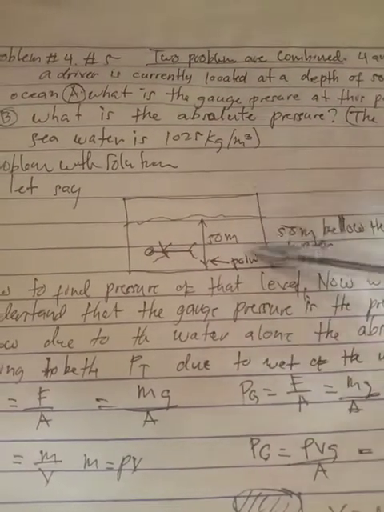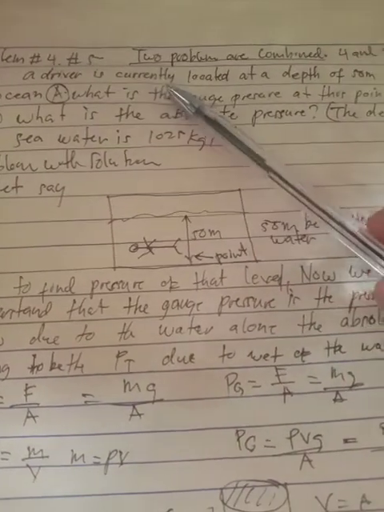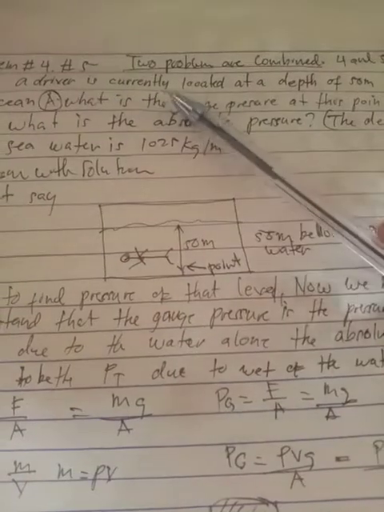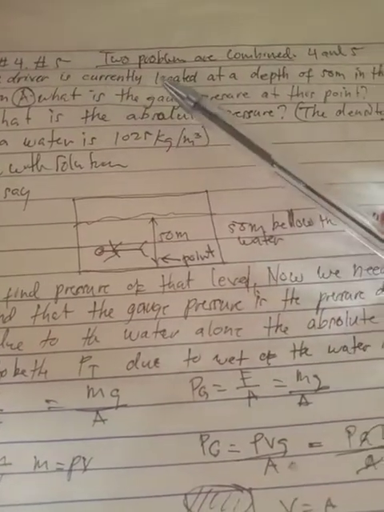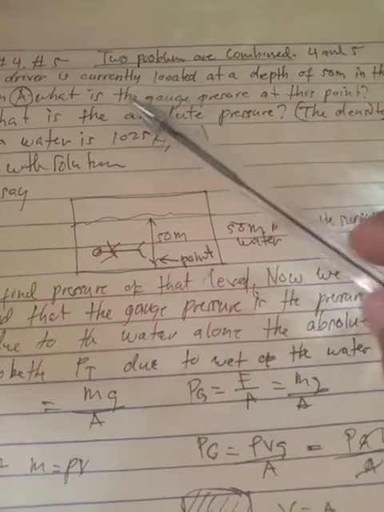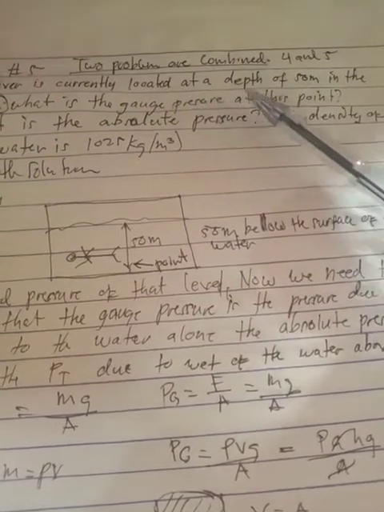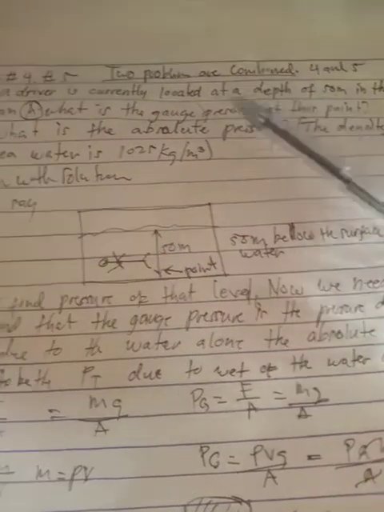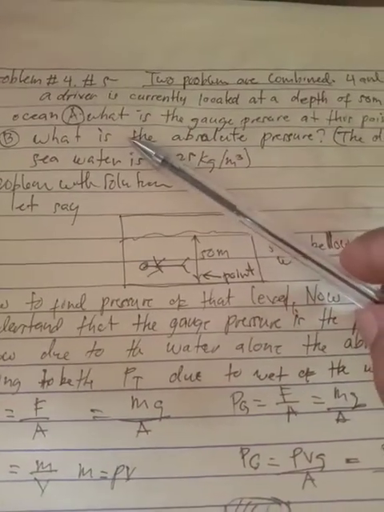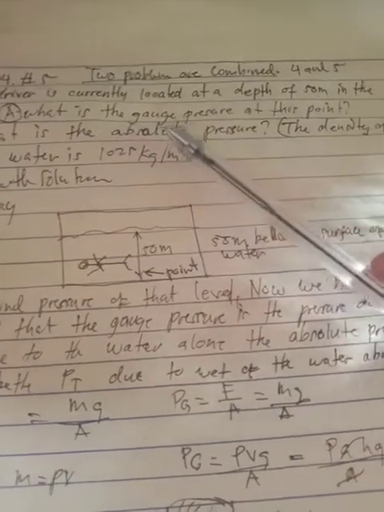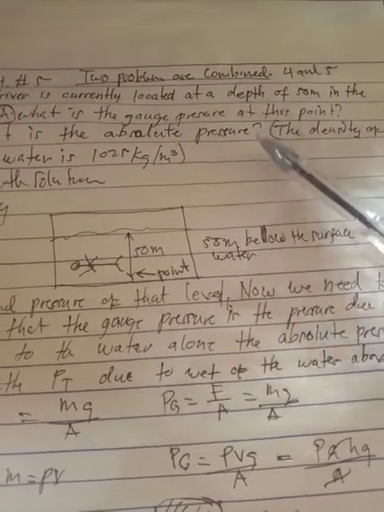With solution. So now, a diver is currently located at a depth of 500 meters in the ocean. This one is problem number 4, sample number 4. In letter A, the question is: what is the gauge pressure at this point?